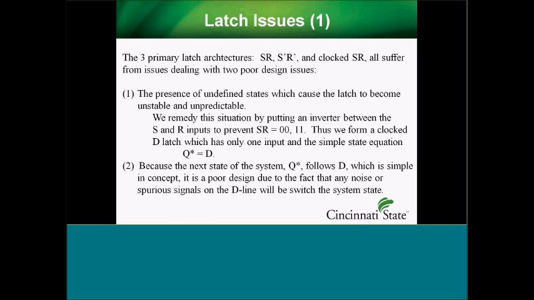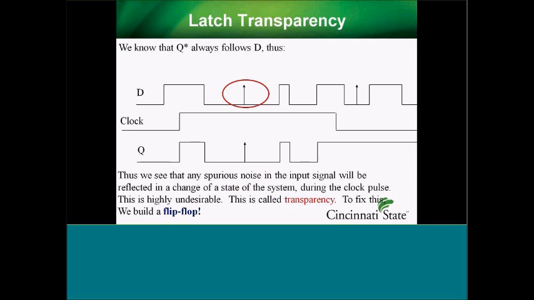The problem, in number two here, is that because the next state of the system follows D, which is simple, it's a poor design: whatever D does will change the state of the entire system. That may not be desirable, especially if you have some kind of noise issues. If D is jittery, then you're just going to keep reflecting that onto the system. So the way around this, this is illustrative of this. If I have this D signal, this is a plot from last time, then I've got some noise indicated by these little arrows here. If the clock is high, then Q just ends up getting the exact same thing transferred over to it.